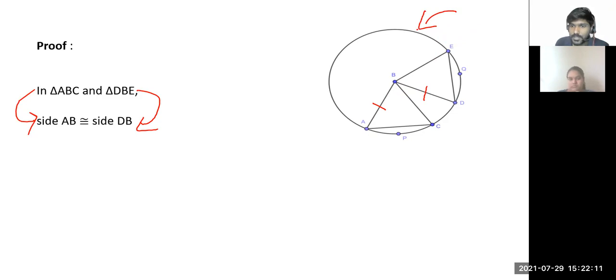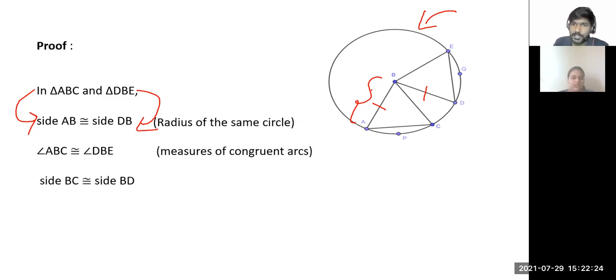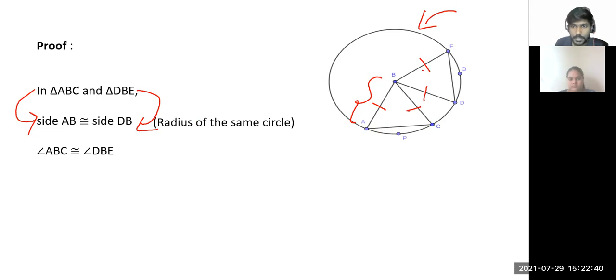Can you see AB's radius? Yes, both of them are radii of the same circle. So then BC and BE are also the same. All three sides? No, not AC. AC is a chord. AC and DE are chords, they are not radii, so they won't be equal. The other sides you said, BC and BE, will be equal to each other.